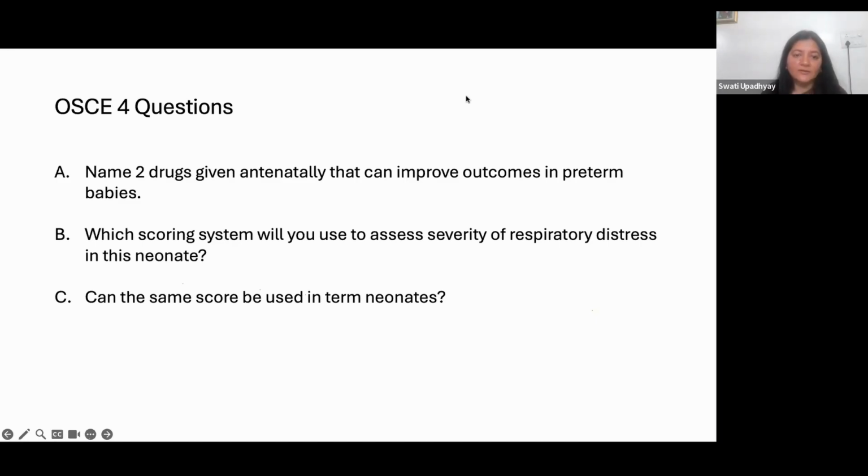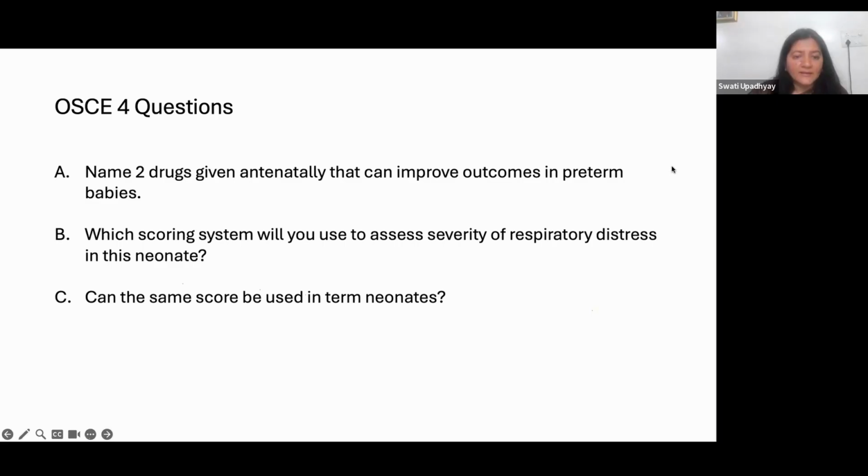Now the same baby, 29-weeker, 1.2 kg, as you all saw, was having respiratory distress. So which scoring system will you use to assess the severity? And as I can see in the chat box, all of you have written it rightly as Silverman-Anderson score, right? So this is the appropriate scoring system that can be used in preterm babies, and basically it assesses 5 clinical signs: the lower chest retractions, xiphoid retractions, the synchrony of the upper chest movement, nasal flaring, and grunting. And it is very useful to objectively quantify the severity of respiratory distress.